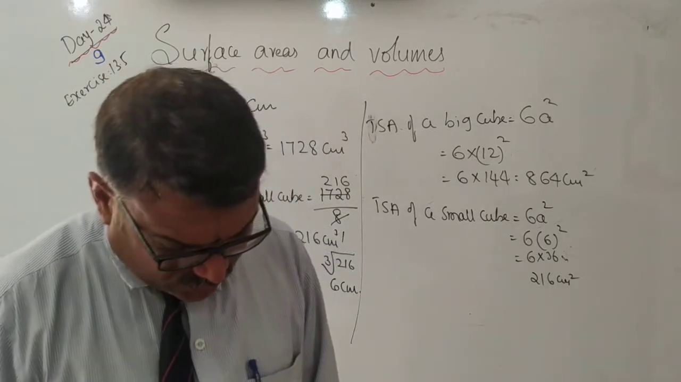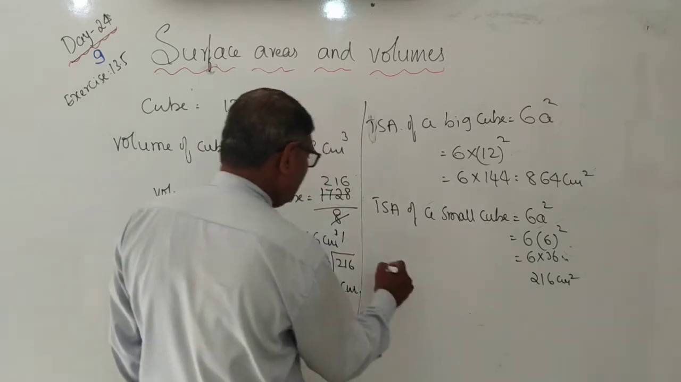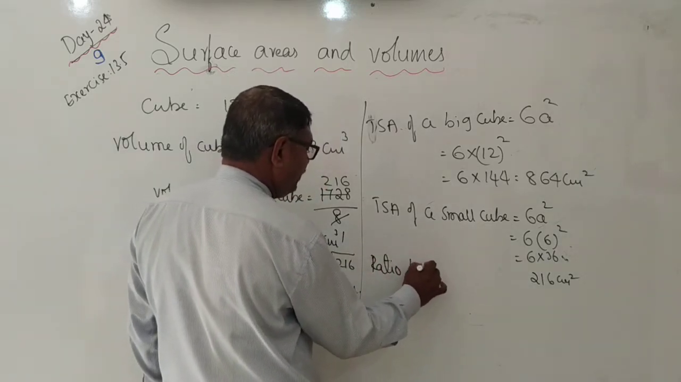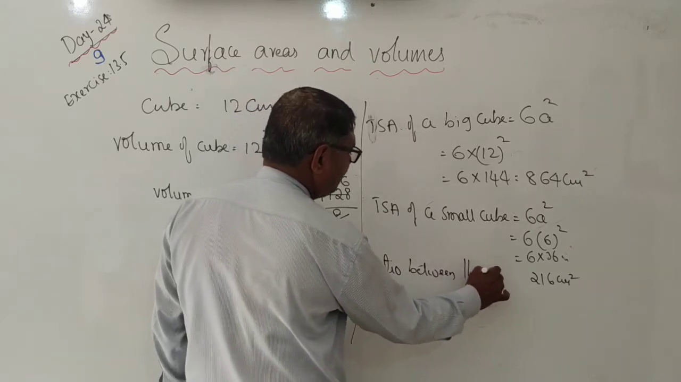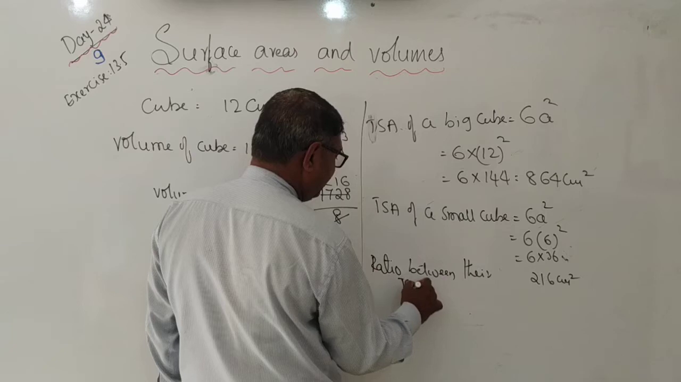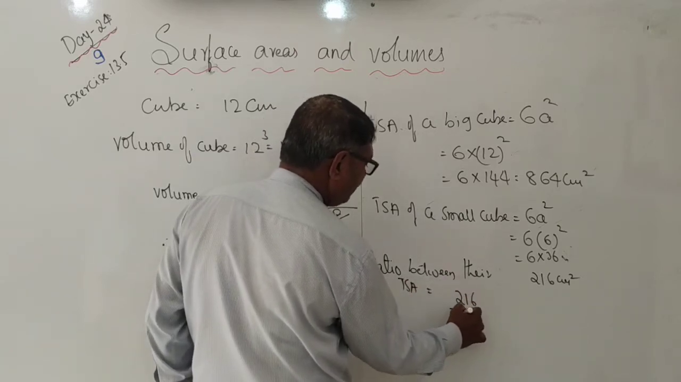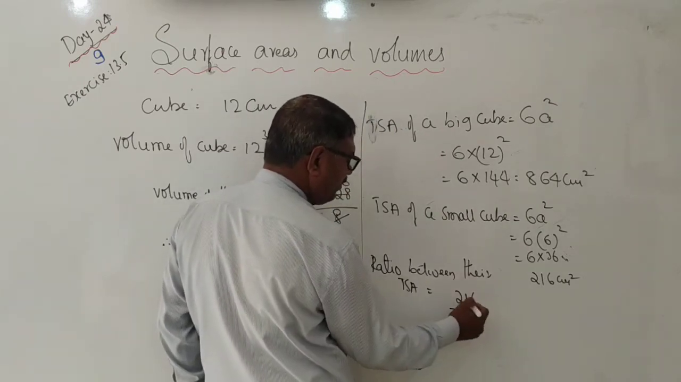Both we found. What do we have to find out now? The ratio between their surface areas. Ratio between their TSA is equal to 216 divided by 864. Directly we can do, no problem.